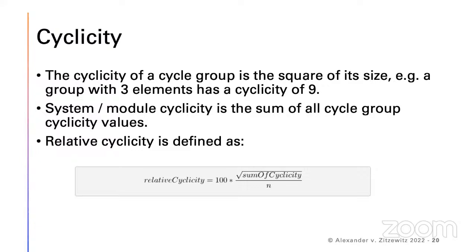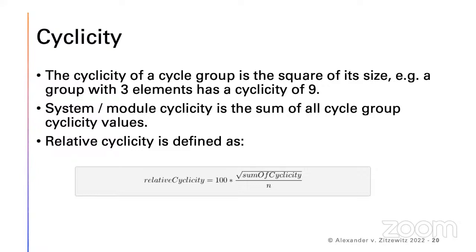Now, let's assume we have the same system. This time we have 50 cycle groups of 2 elements. Still, you could say 100% of Java files are involved in a cycle, but they're now involved in much smaller cycles. Now let's calculate this. In that case, we would have 50 cycle groups with a cyclicity of 4. 50 times 4 would be 200. The square root of 200 is about 14. So in that case, we would end up with about 14% relative cyclicity. That shows you why this metric is useful, because the smaller the cycle groups, the better the values.